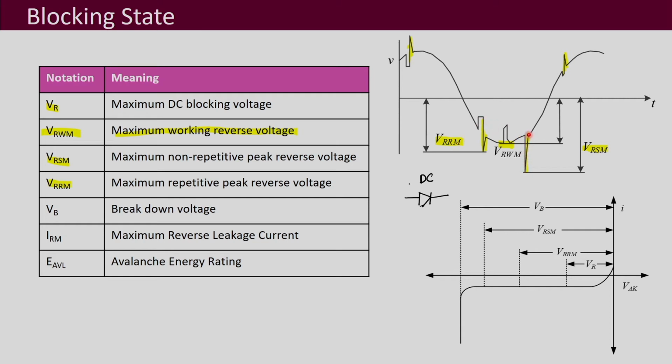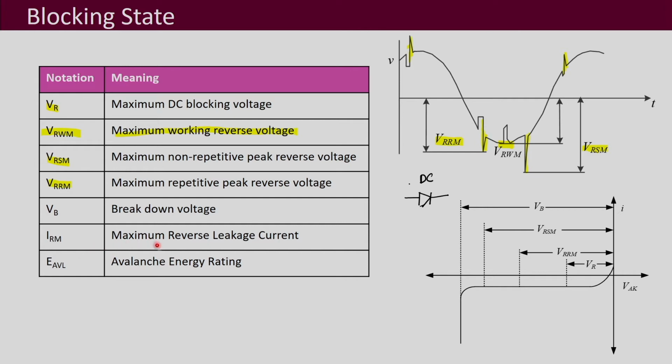And then there may be peaks which are non-repetitive, so the period for which the diode has to withstand those voltages is also relatively less. Here these can be the relative magnitudes. In the reverse blocking state, your DC blocking voltage can be somewhere here, then your repetitive peak reverse voltage can be greater than that, and your non-repetitive peak reverse voltage can be even higher than that, and after that will be your breakdown voltage.